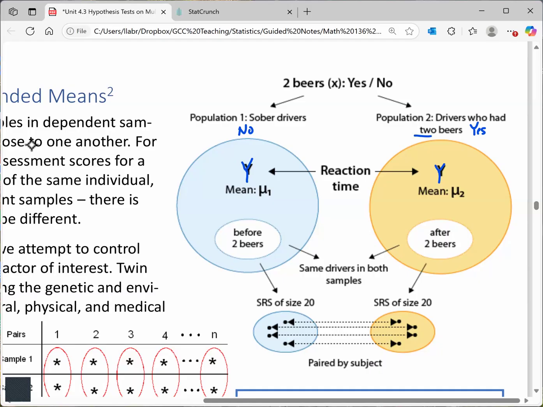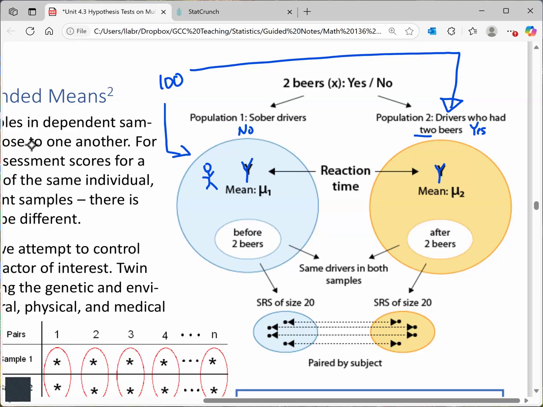And previously, we've seen that this could be independent samples. If, for example, you took a group of 100 individuals, and then you went ahead and randomly assigned 50 individuals to the no beer, so they're sad drivers, and then you have 50 individuals in the yes beer. So in this case, this would be independent samples because you just simply have an individual in population one that is completely independent, different from an individual in group two.